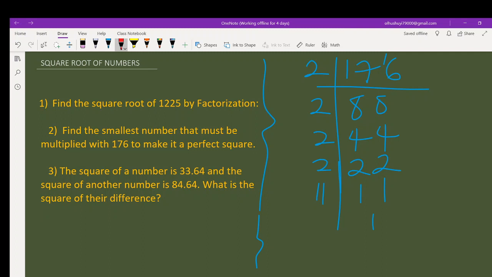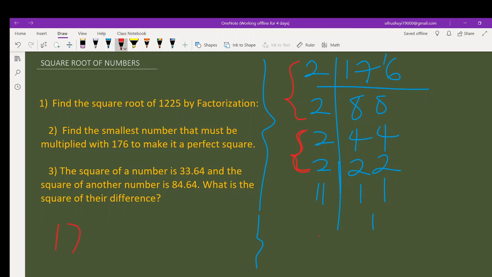This is how you make it. Look at this. If it's a perfect square, it should be able to group everything in squares, in pairs of 2s. That's what I mean. But there's nothing to pair this with here. Only 11 that we have here. So this is the number that must be multiplied by 176 to give us a perfect square. You can try it out. What is 176 times 11?